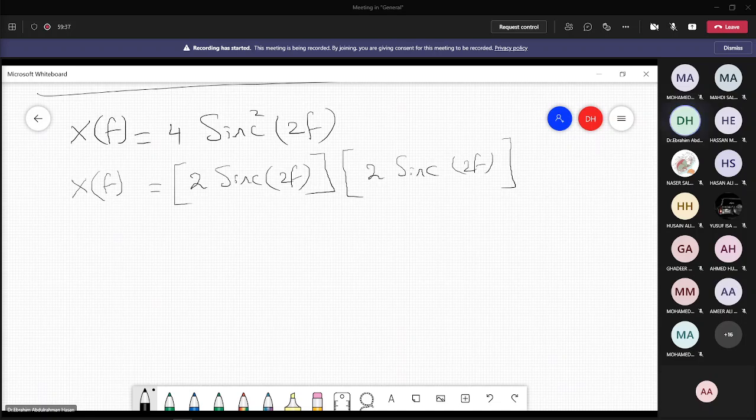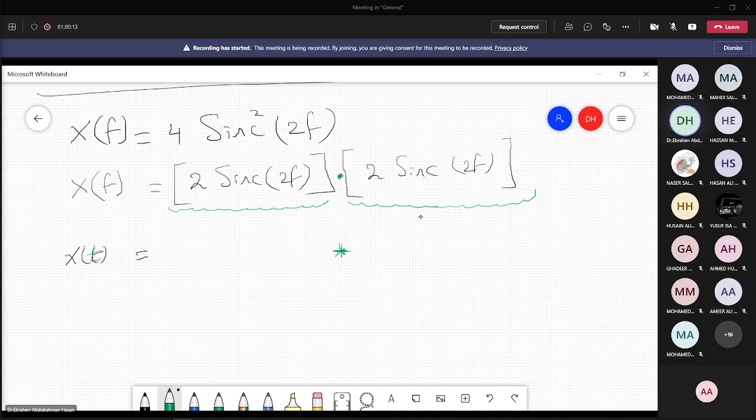This is in the frequency domain. Sorry, this is x1 of f and this is x2 of f, it's a multiplication. Then in the time domain, this becomes a convolution of whatever we get here and whatever we get here.